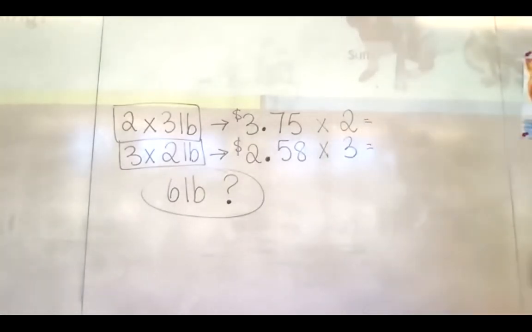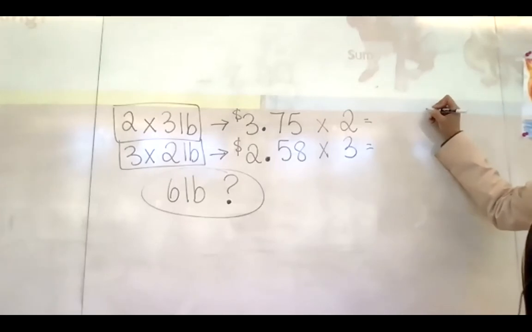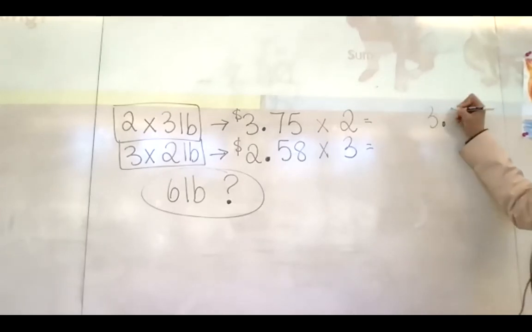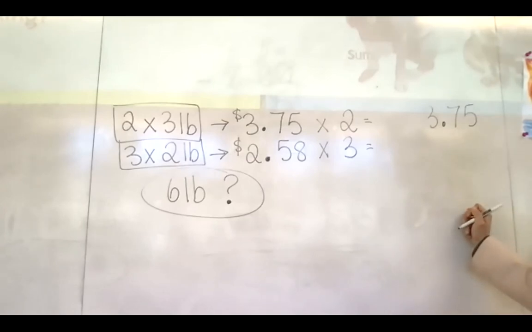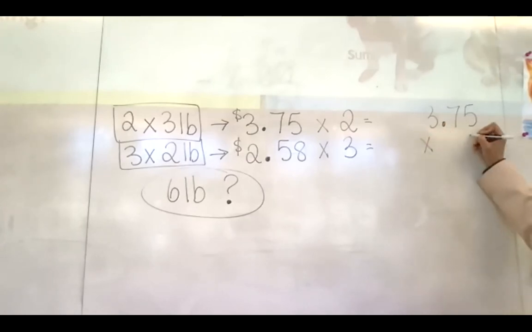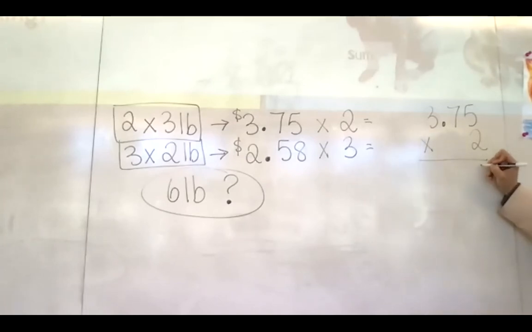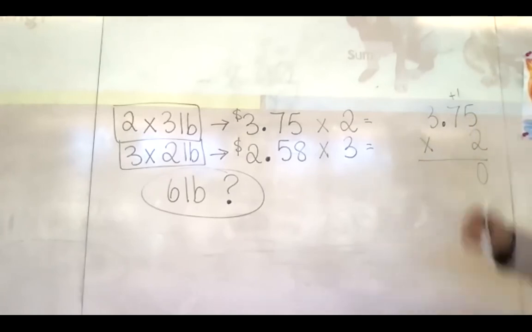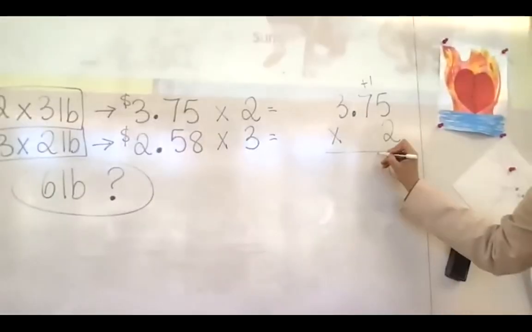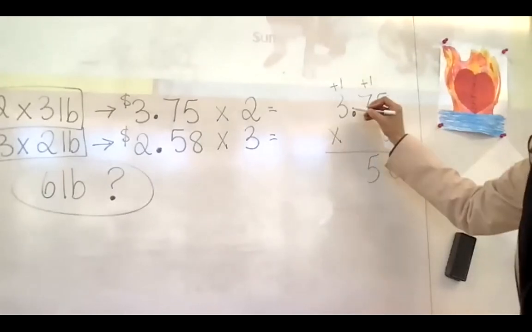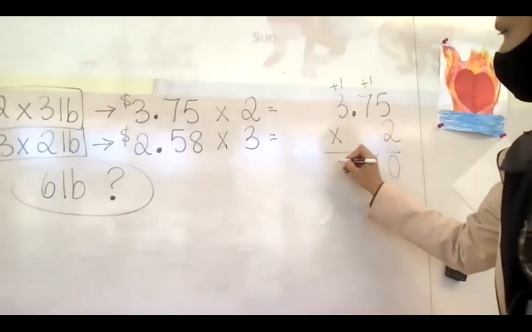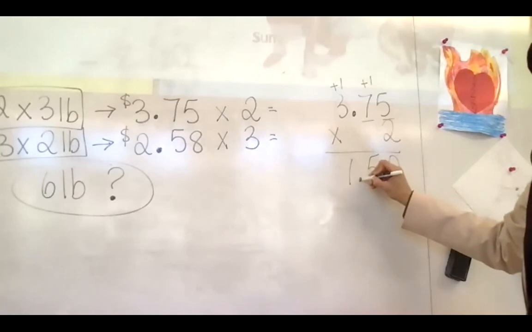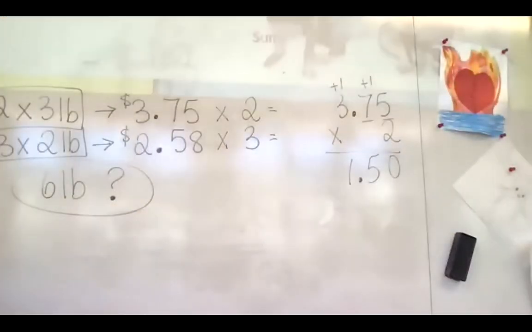Now let's figure out how much the 6 pounds will cost. So let's line up our work vertically. We do not need to line up our decimals because we're multiplying. $3.75 times 2. 5 times 2 is 10. Carry the 1. 2 times 7, 14 plus 1, 15. 2 times 3 plus 1, 6 plus 7. And 2 decimal places. So our first option, 3-pound bags, will cost $7.50 for 6 pounds.